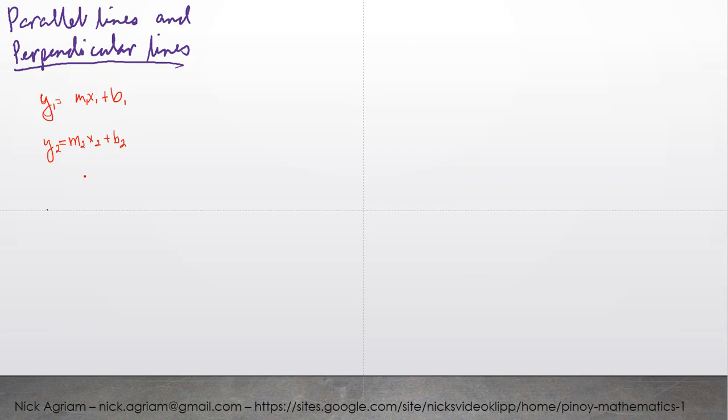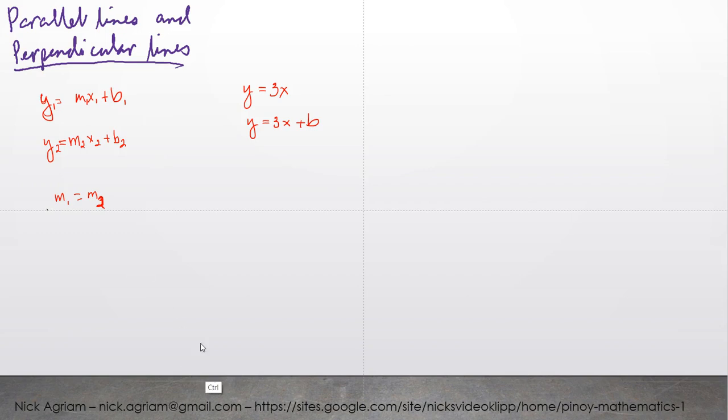When two lines are parallel with each other, then their slopes are the same. So m sub 1 is equal to m sub 2. I'm thinking about three lines now. So if I have y is equal to 3x, then that is parallel to any line that has a slope of 3. B is not so important.